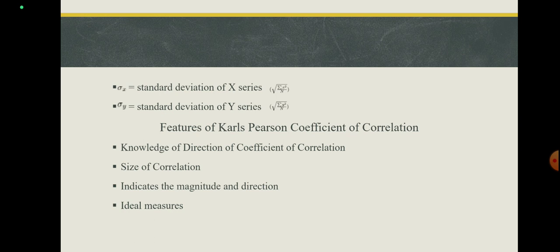Then the ideal measure. Ideal measure means that this method is based on the most essential statistical measures, such as standard deviation and mean. All these essential statistical measures are used in Karl Pearson's formula, so it is an appropriate, ideal measure to measure the relation between variables.